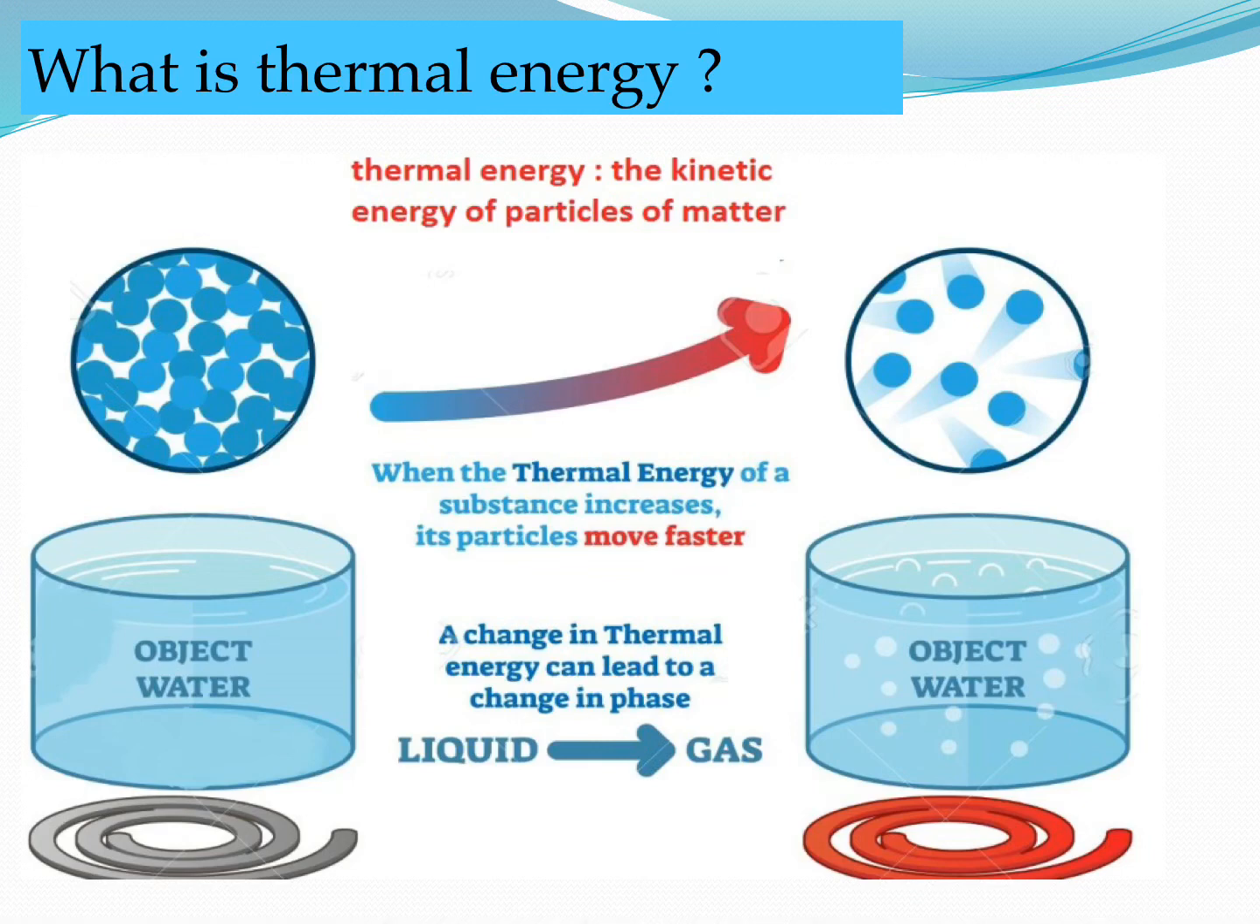The first one, the first container I mean, is not moving that much. The second one, they are moving. Their particles are moving faster and faster until they reach a state where they're actually flying away from the surface of the water at 100 degrees Celsius, the boiling point. A change in thermal energy can lead to a change in phase or state. So, for example, if you boil water to its boiling point, it changes from liquid to gas. It changed its state. And that is the whole idea behind it.